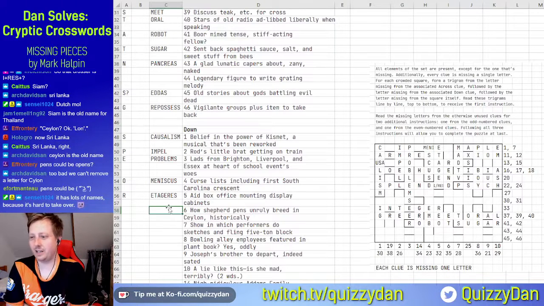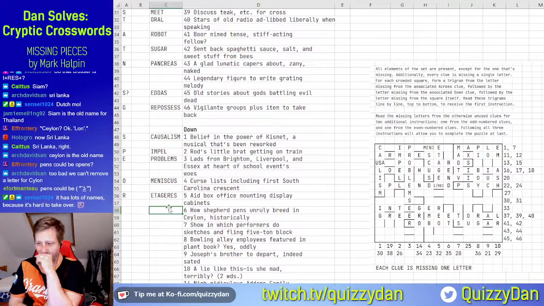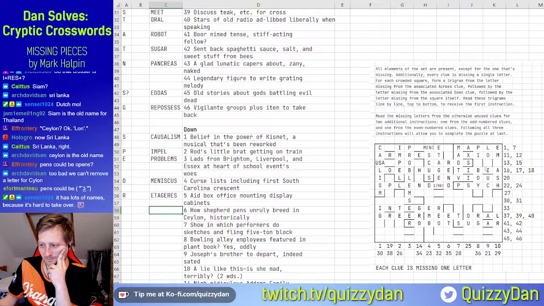In Ceylon historically. Something Ender? Is it a hidden? I can't see it being a hidden. Not spotting this. I'm very pleased that we at least have 7 down coming up. I'm going to move on to 7 down because I don't know what's going on here.